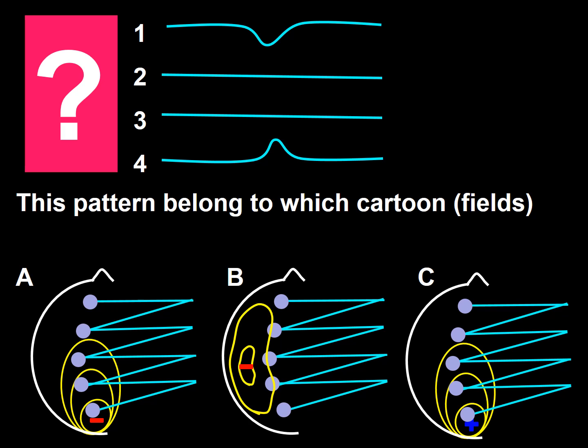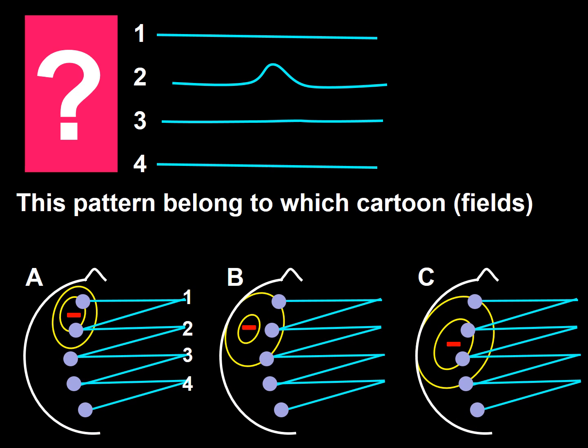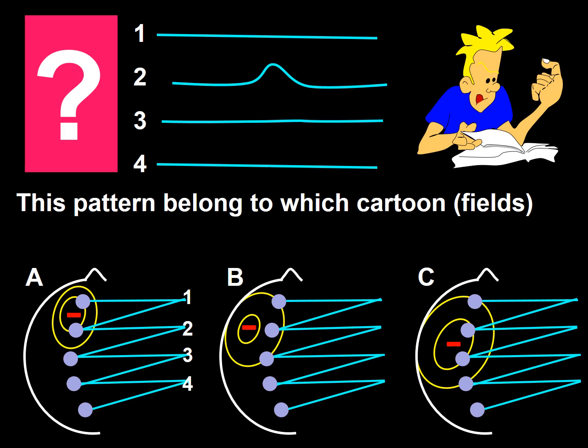So the answer to this question is B. Next question. The epoch above belongs to which of the isopotential maps below? Stop the video at this point if you have to and try to find the answer. I will briefly present to you a summary frame.